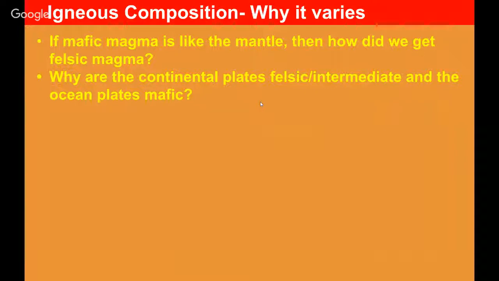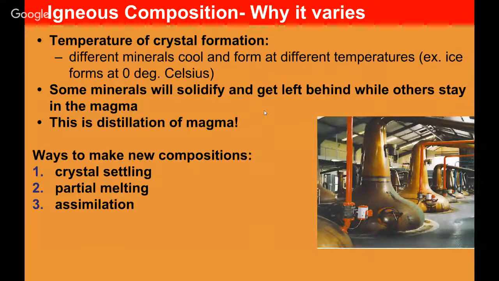So why is it that we're making felsic and intermediate magmas there? It has a lot to do with the temperature at which different minerals crystallize. Think about the temperature at which ice crystallizes: water begins to turn into ice at 0 degrees Celsius.